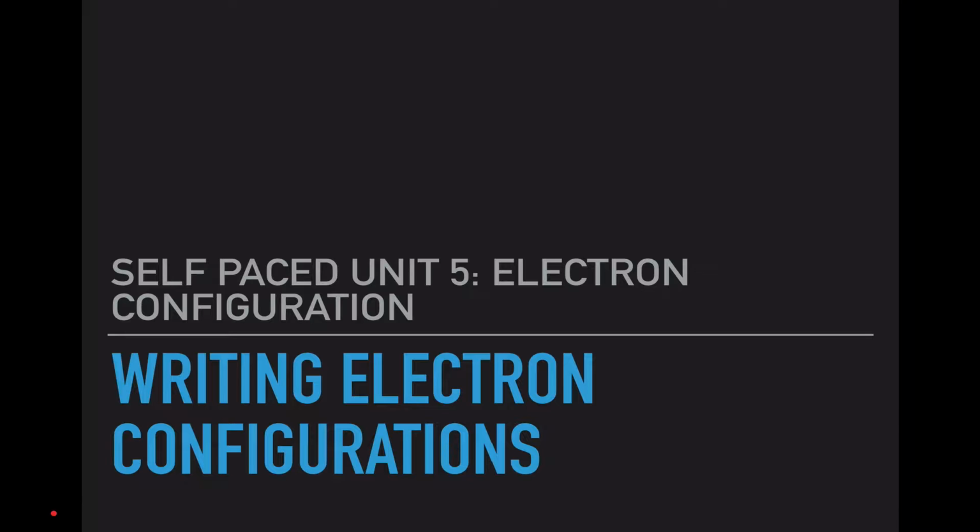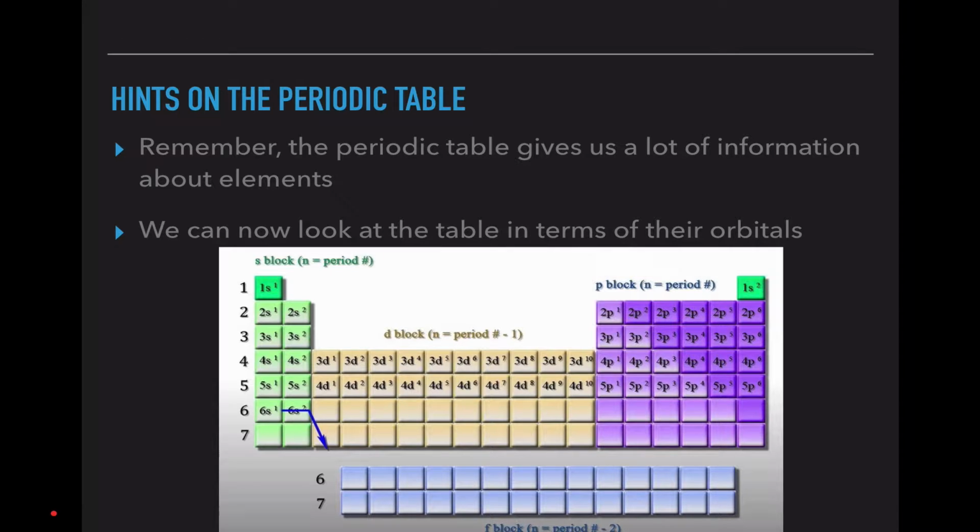Instead of showing pictures every time that we see an element, we can also identify them based on something called an electron configuration. This can be a long version or a shorthand way of indicating which element we're looking at without giving characteristics such as the chemical symbol, the atomic number, etc. So, hints that the periodic table gives us. Remember, the periodic table gives us a lot of information about the elements.